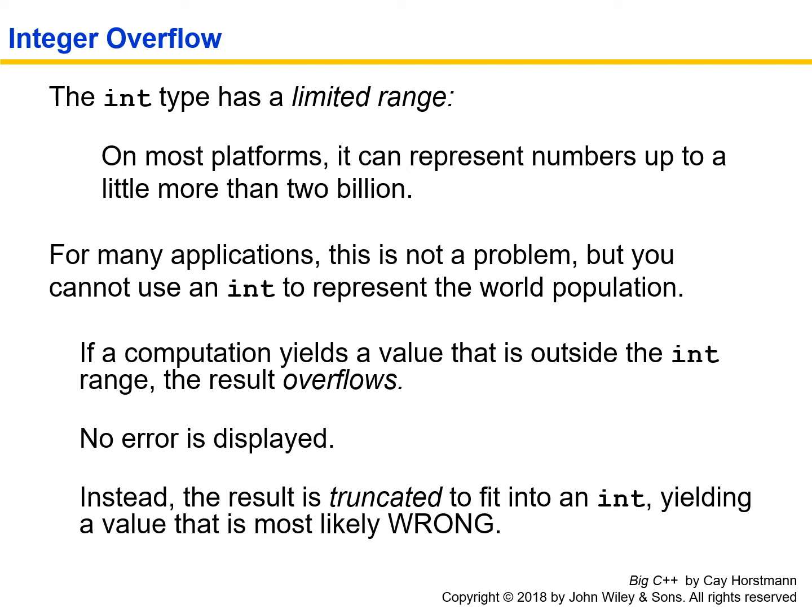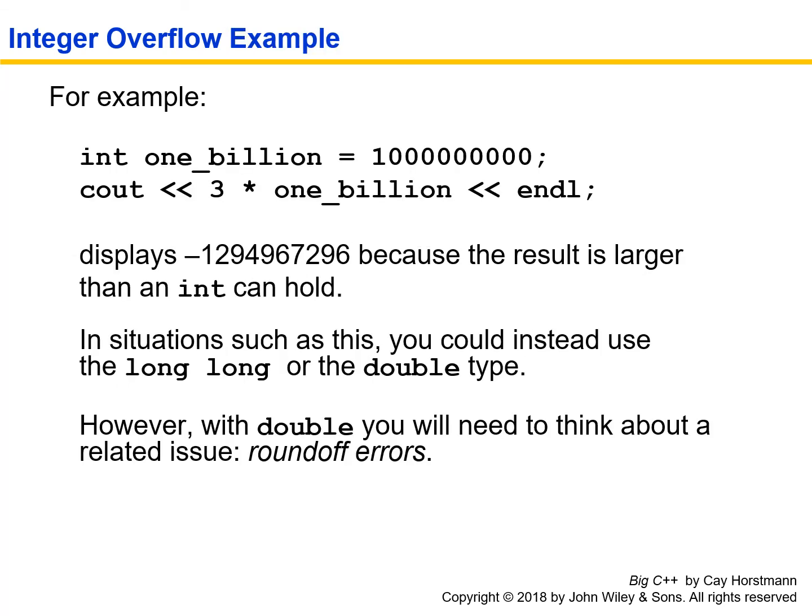If you tried to take the population of India, which is about a billion people, and multiply it by 3, no error would be displayed, but the result would be cut off to its least significant 32 bits, and you'd get a value that is completely wrong. So 1 billion times 3 gets negative 1.29 billion because the result is larger than an int can hold, and it overflows.